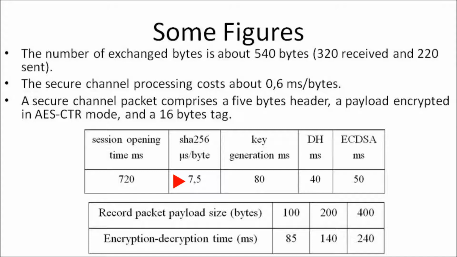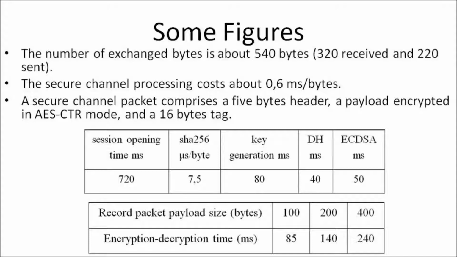SHA-256 operation costs about 7.5 microseconds per byte. Key generation needs about 80 milliseconds. Diffie-Hellman computation over elliptic curve requires about 40 milliseconds. And ECDSA signatures cost about 50 milliseconds. The secure channel processing costs about 0.6 milliseconds per byte.